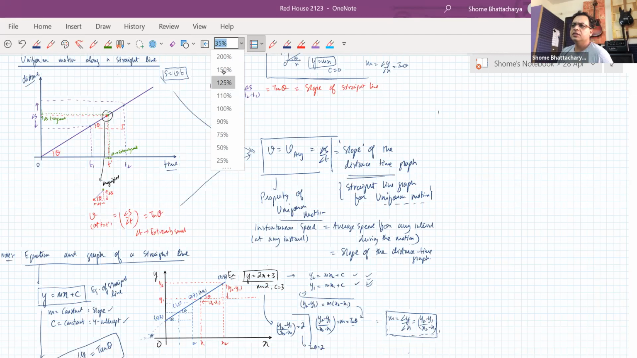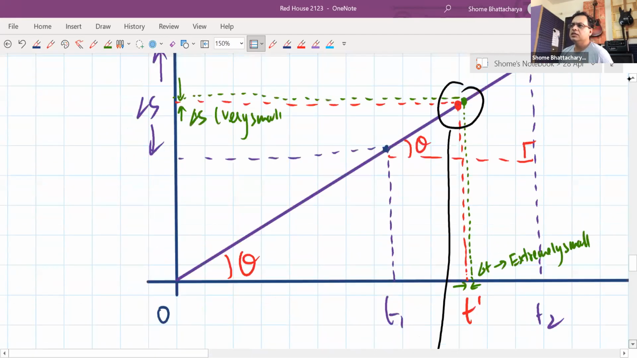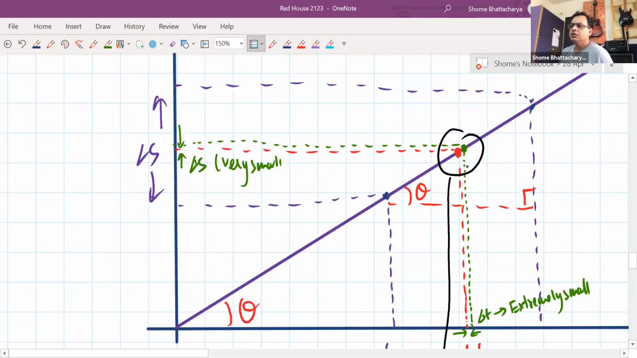So I've taken something like this: the red dot represents the instant of time t prime, but the green dot represents an instant of time very, very close to the first one. It is t prime plus delta t. So this delta t is extremely small. If I calculate the ratio of distance traveled upon time for this very short interval between two instants which are almost merging because delta t is extremely small, even then that rate will be the same as the average rate between t1 and t2.